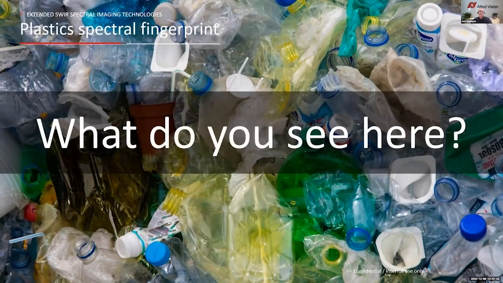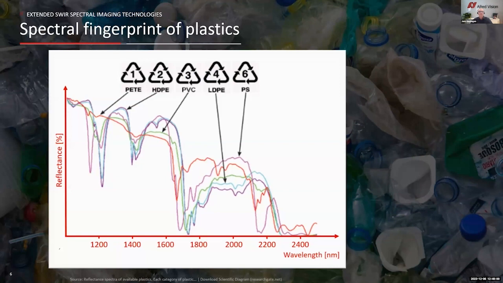What do you see here? Yes, it's a lot of plastic, but how do they distinguish themselves in the SWIR range? To give you an answer, we need to look at the spectral fingerprint of different plastic types. As you can see clearly, they distinguish from one another at different wavelengths. And especially in the wavelength range beyond 1700 nanometers, which we call extended SWIR or just eXtended, as already said, it's possible to detect more, and you need special sensors to do so.